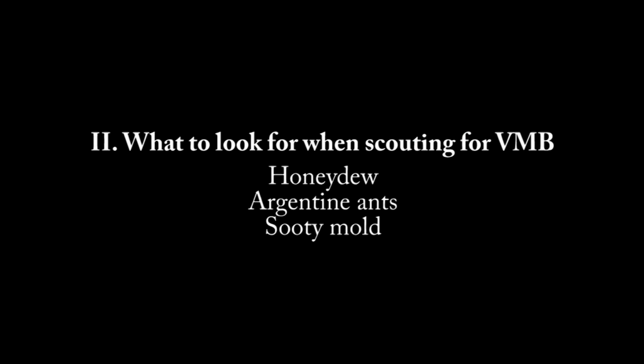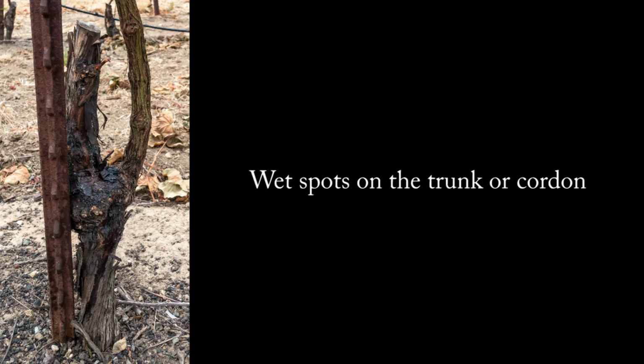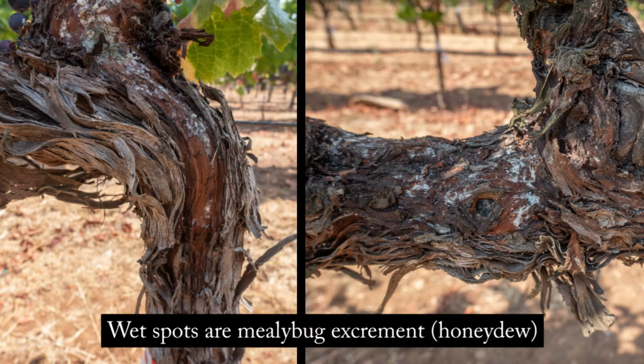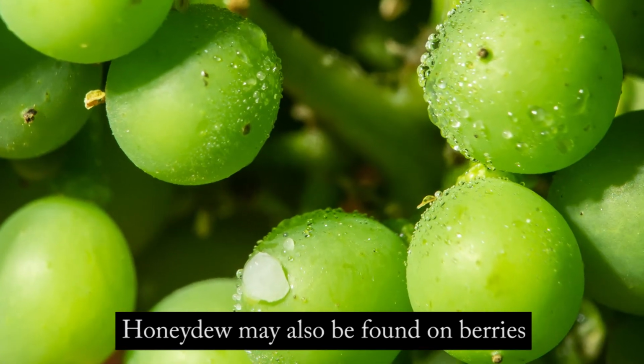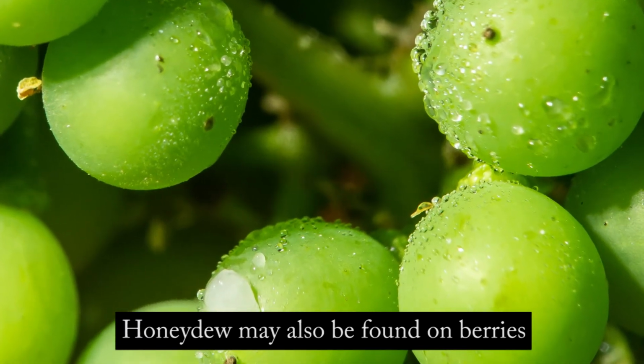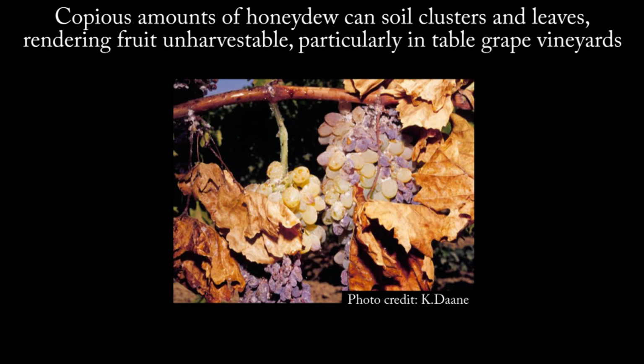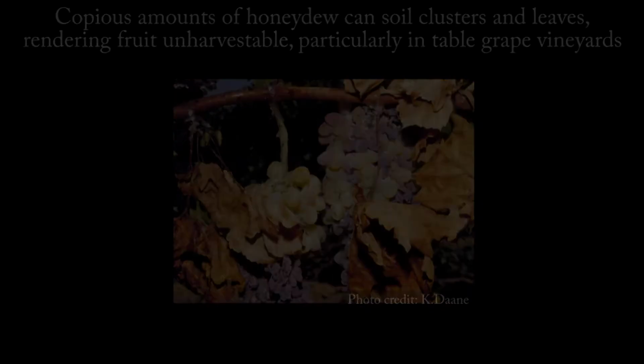What to look for when scouting for vine mealybugs. Wet spots on the trunk or cordon. Wet spots are mealybug excrement, honeydew. Honeydew may also be found on berries. Copious amounts of honeydew can soil clusters and leaves, rendering the fruit unharvestable, particularly in table grape vineyards.